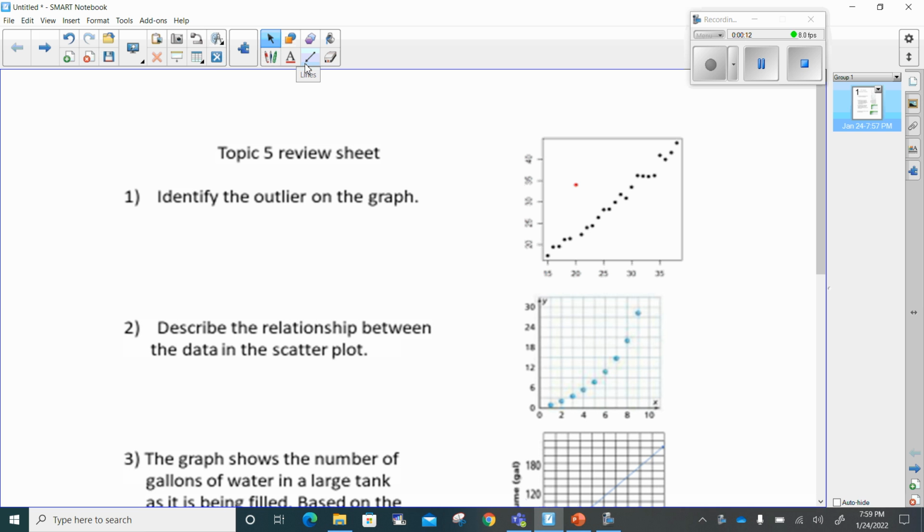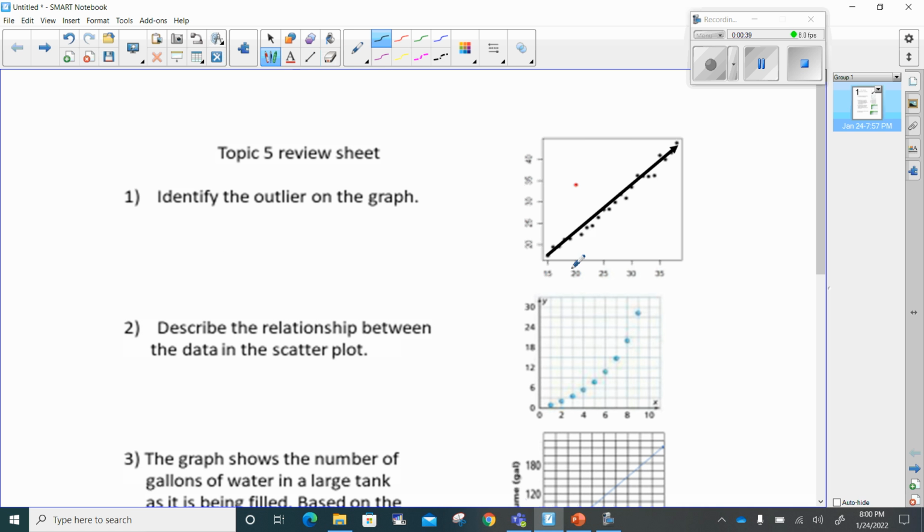To identify an outlier, you need to see the data that is not anywhere near the trend line. If we made a trend line here, it would be going through all this data here. As we can see, this one coordinate here is nowhere near the trend line.